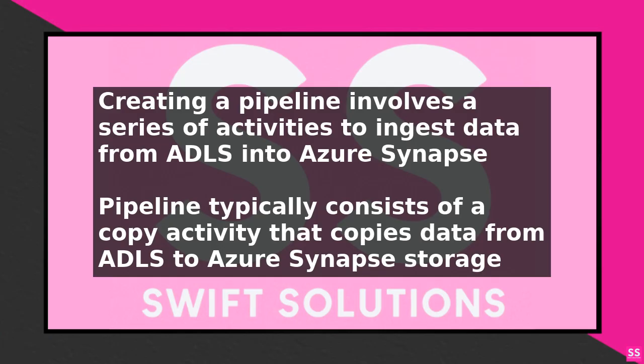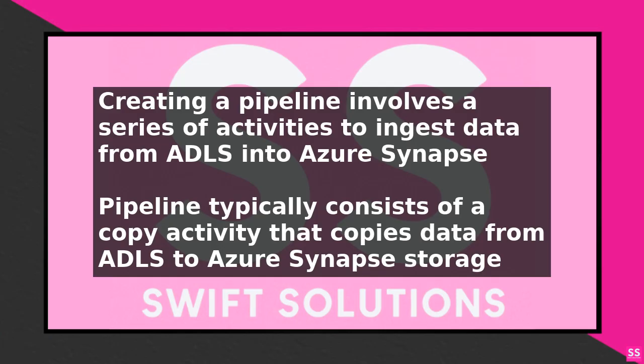Step 5. Deploy and monitor the pipeline. Once you have created and configured the pipeline, you can deploy it to Azure Synapse. You can monitor the pipeline using the Azure Synapse interface, and you can also use Azure Monitor to track the pipeline's performance and troubleshoot any issues.